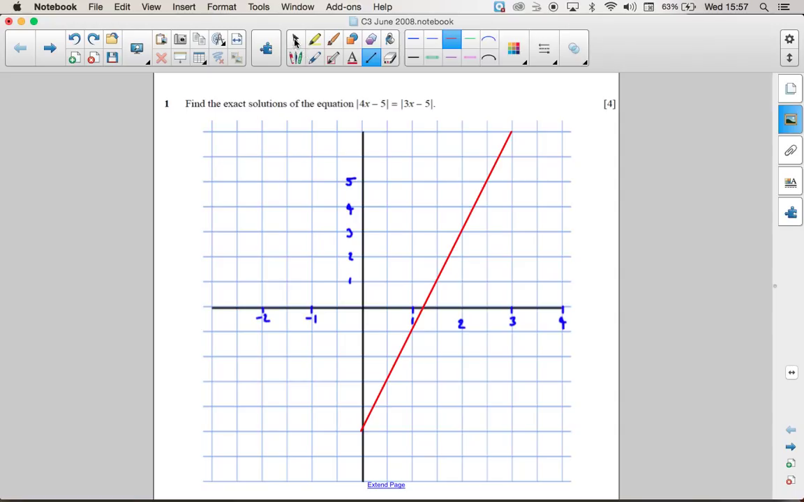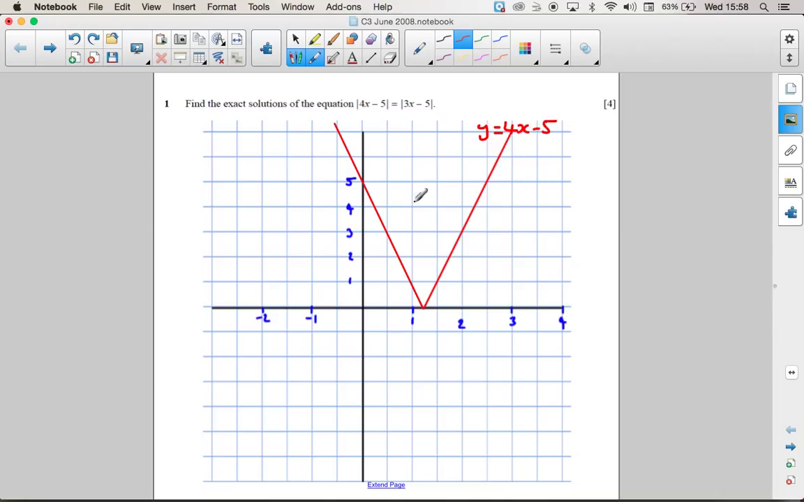But obviously we've not got that type of graph. We've got the modulus of it. So it's going to be the same when it's positive, when it's above the x-axis, but when it goes below the x-axis, that's going to flip back up and cut through positive 5 instead of negative 5. And you can see here that this was the normal y equals 4x minus 5. But this part is the reflection of that. So this line is y equals minus 4x plus 5.